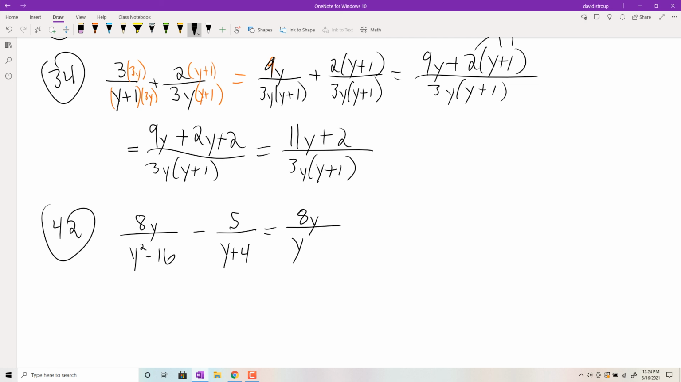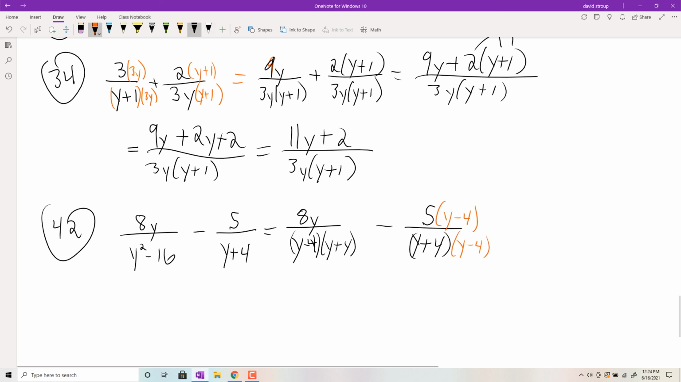So if you look at y squared minus 16, that's actually (y minus 4)(y plus 4). Right? So the moral of the story is you already have the common denominator in that first denominator, and all you have to do on the second fraction is multiply in the y minus 4. Okay, so let's subtract the numerators over the common denominator.